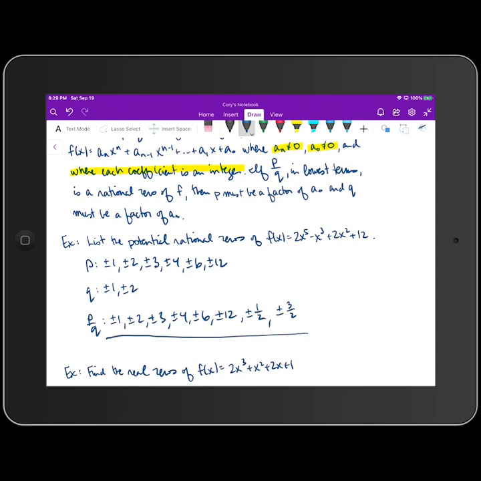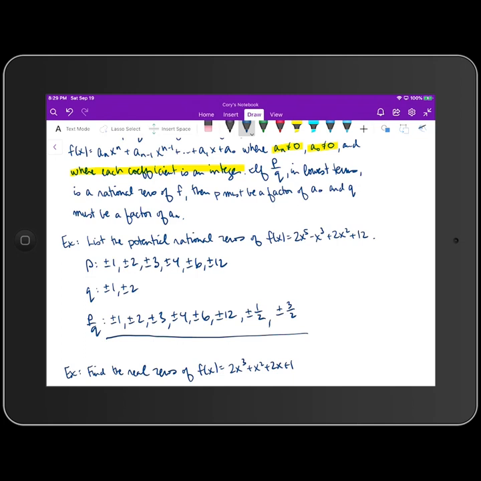And you guys are going to see as we work through these problems, if you're really lucky when it comes to testing p over q values, your homework assignment's going to go really fast. If you're unlucky, you better have a good eraser handy because you're going to have to test a lot of p over q values to see which ones work.